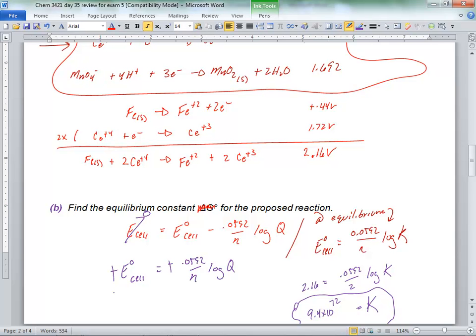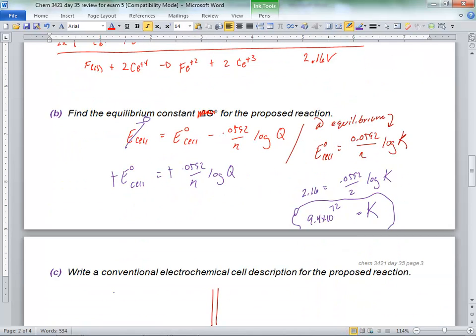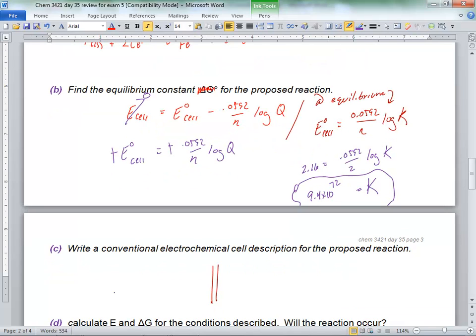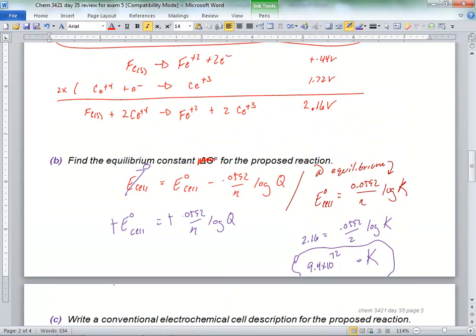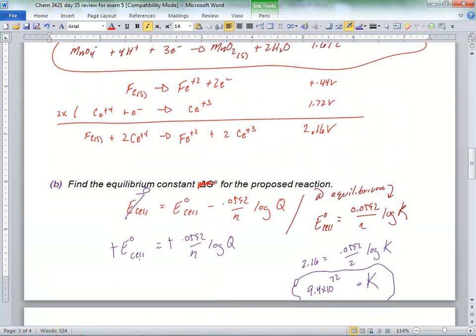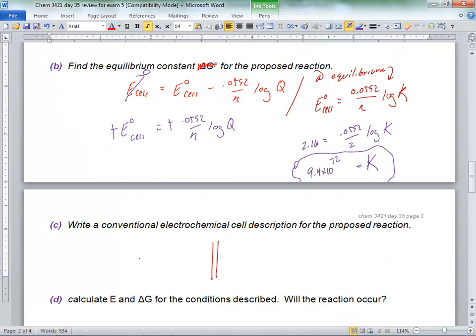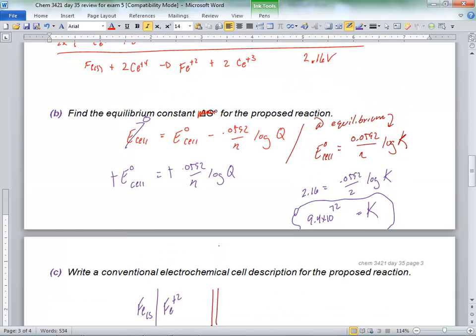So we're just doing anode on the left, right? Yes, anode has to be on the left. And anode is oxidation. Okay, so find your oxidation half reaction and write it out. What is it?